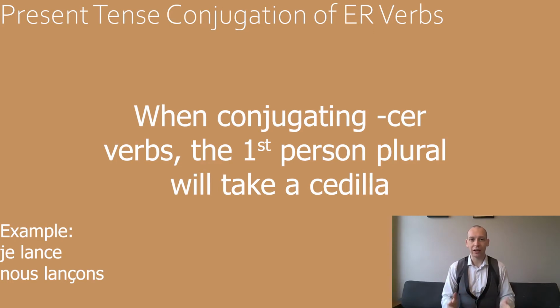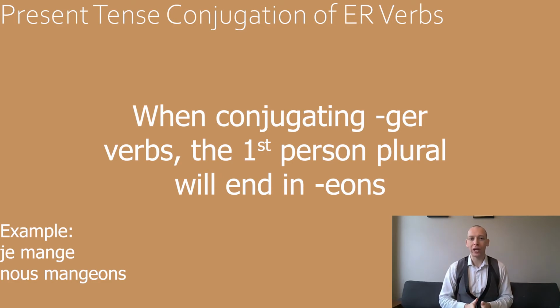So when conjugating a verb that ends in CER, we want to keep the soft S pronunciation, even though the new form ends in ONS. The cedilla tells us to pronounce the C as a soft S sound, even though the vowel that follows is a hard vowel. When conjugating GER verbs, such as manger, a similar phenomenon occurs.